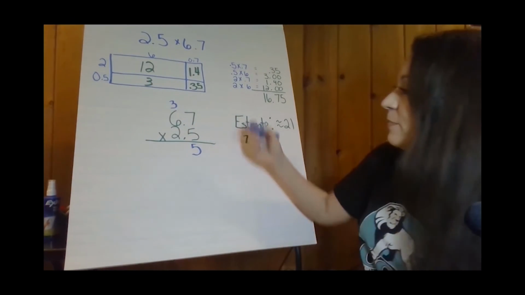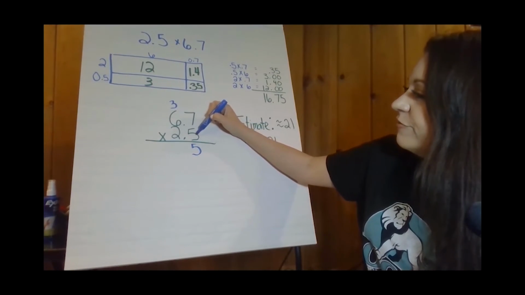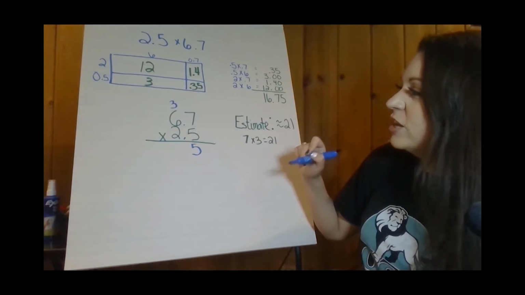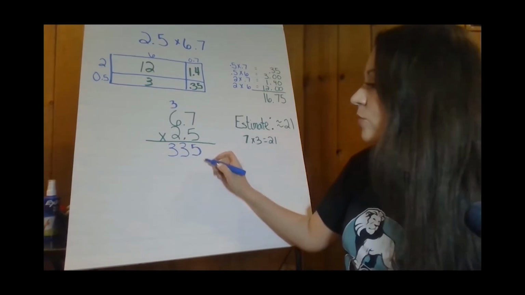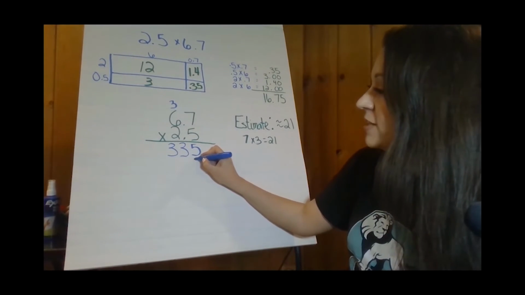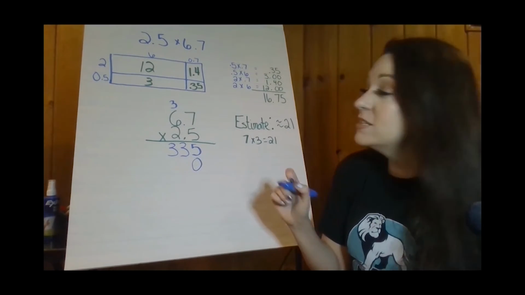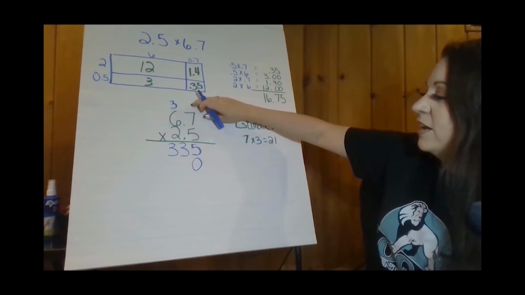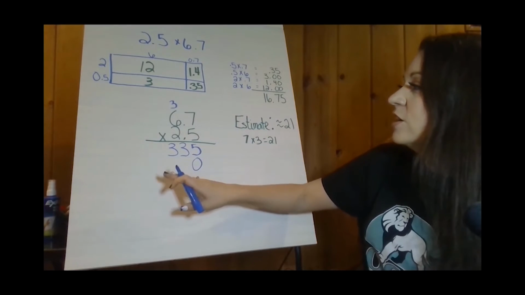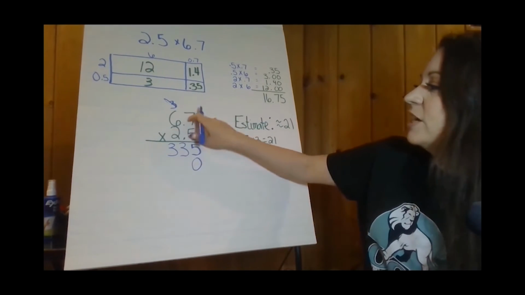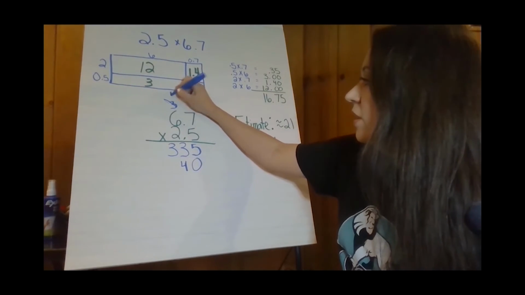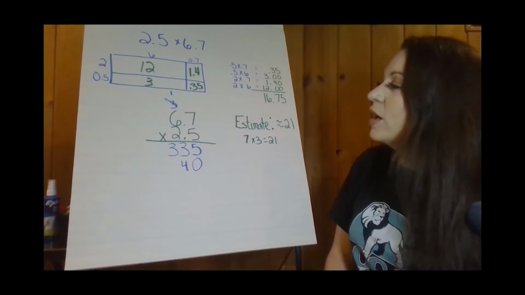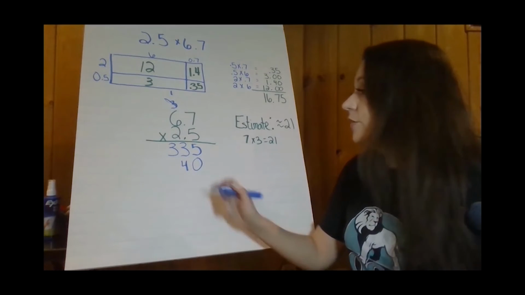Okay, all right. Then we move over and we do 5 times 6. 5 times 6 is 30, plus 3 more, 33. And then what do we put here? Placeholder 0, because we're no longer multiplying in the tenths. We're now moving over to the ones. Okay? 2 times 7, 14. And 2 times 6 is 12, plus 1 more, 13.